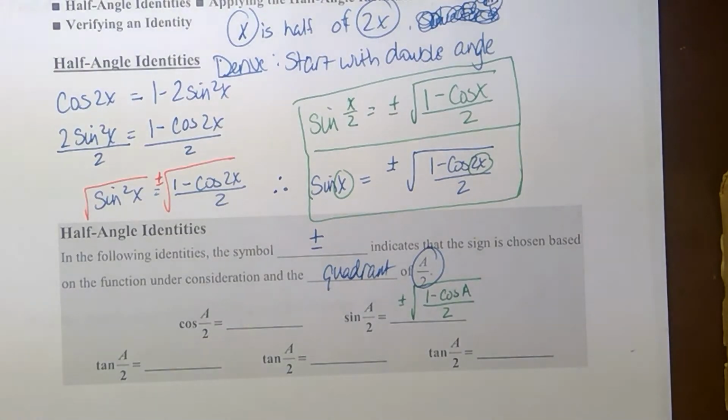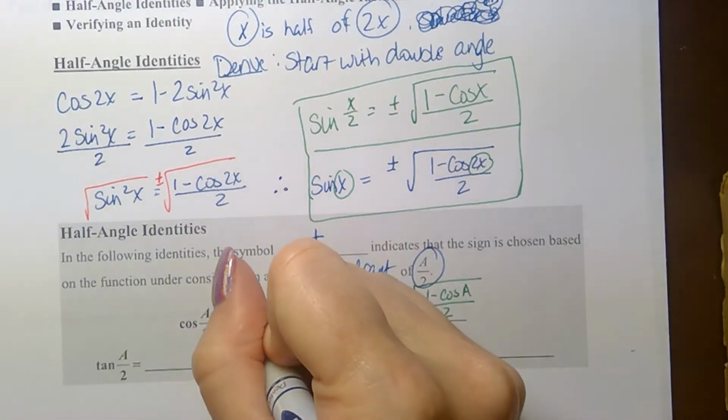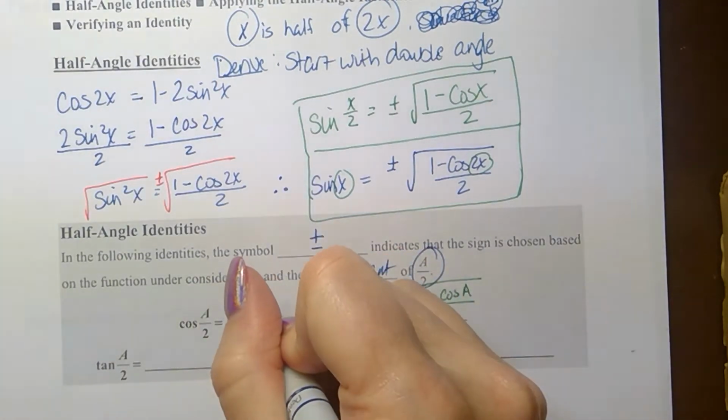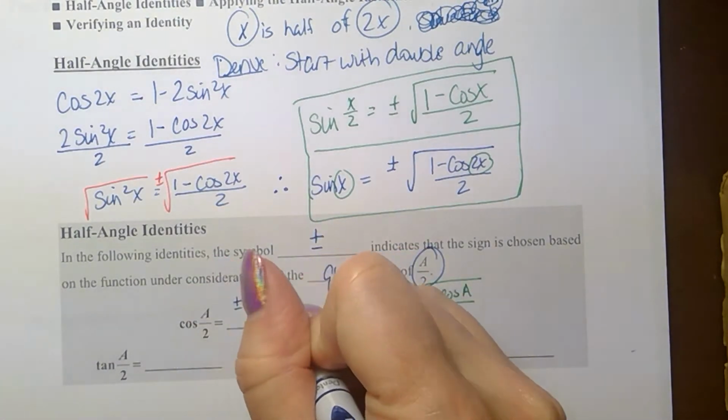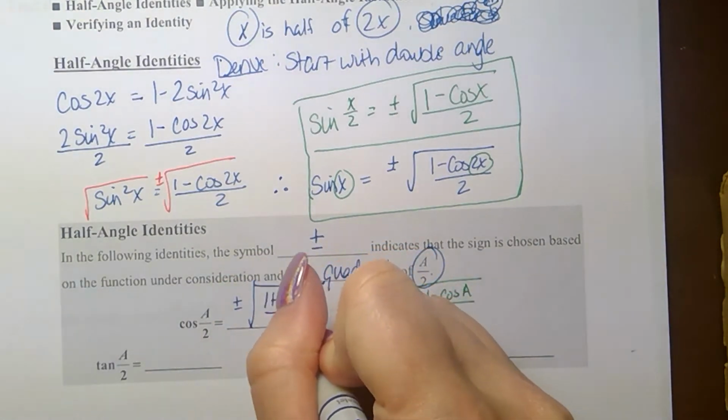Okay, so take the time to go ahead and fill in these other half angle identities. Feel free to reference your identity sheet. We only have one cosine half angle and one sine half angle. We have 3 tangent half angle identities. So cosine half angle is plus or minus the square root of 1 plus cosine A all over 2.